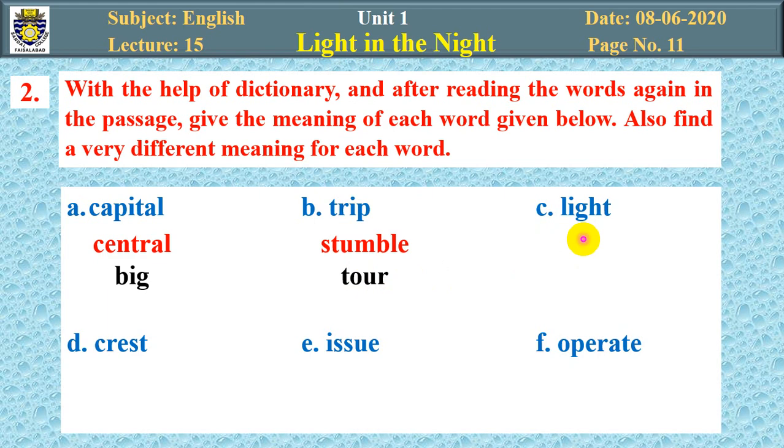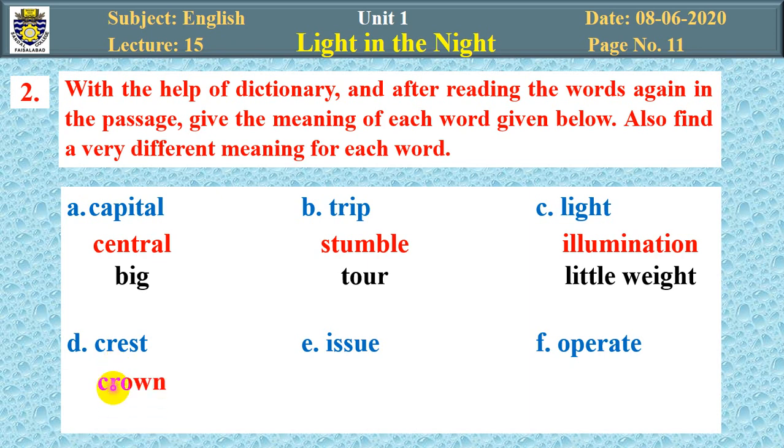What may be the textual meaning? That is illumination. Illumination, roshni. What may be the different meaning rather than illumination? That is little weight, हल्का वजन जिसे कहते हैं. Next is D, crest.